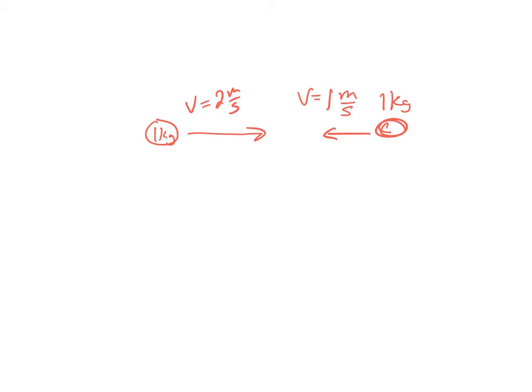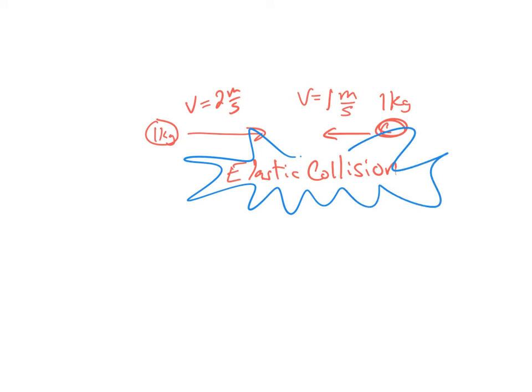Okay? After they collide elastically, so let's say elastic collision, that's not an M, right? So an elastic collision, they bounce off of each other, and object 1 travels back in the opposite direction with a velocity of 1 meter per second.